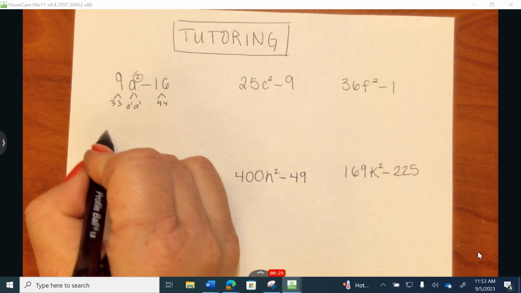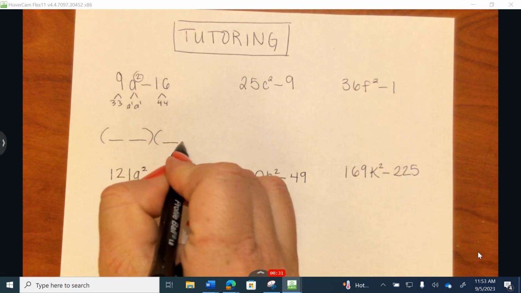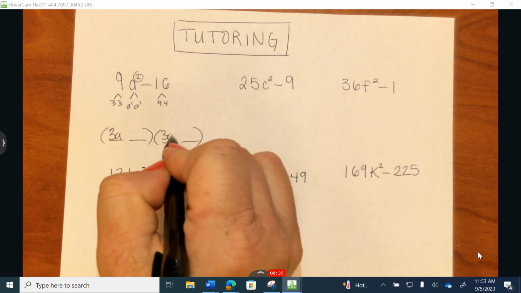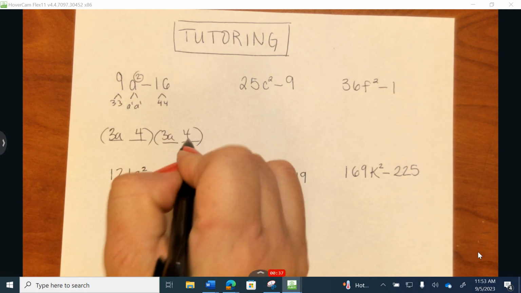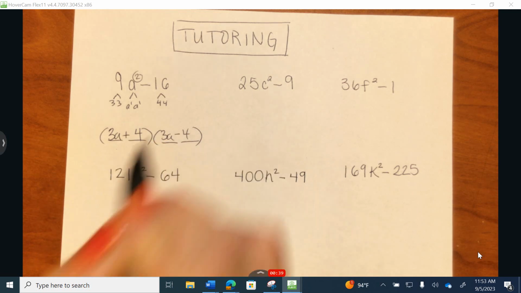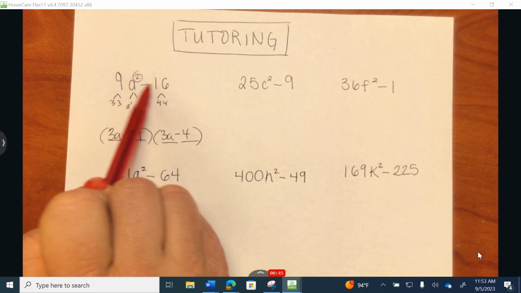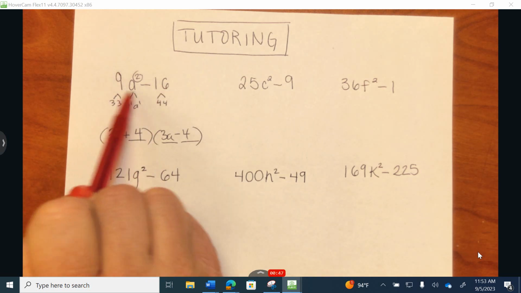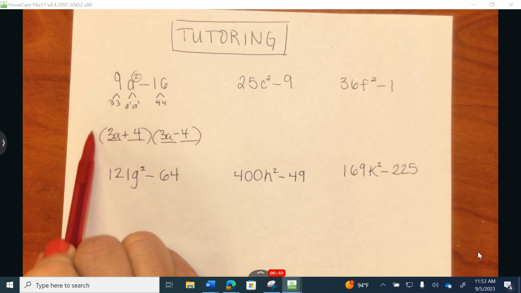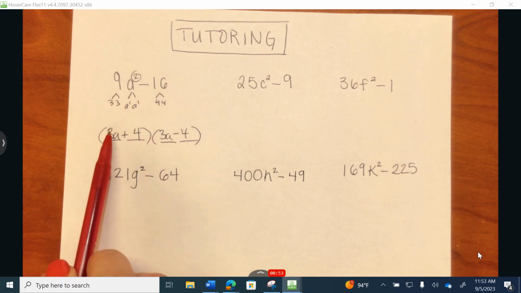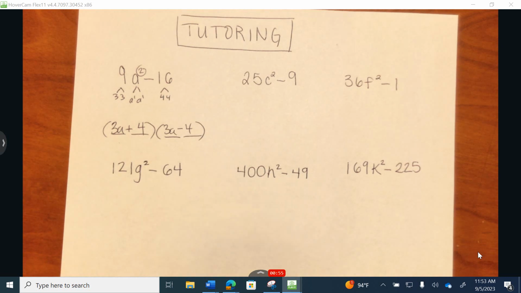Now the next thing I'm going to do is fill in the spaces. The 3's and A's come from the front. The 4 comes from the back. One is positive and one is negative. How can you tell if you did it right? Well, if you FOIL this, you should come back with the original expression, because this expression and the secondary expression are equivalent. This is an expanded form and this is contracted or factored form.